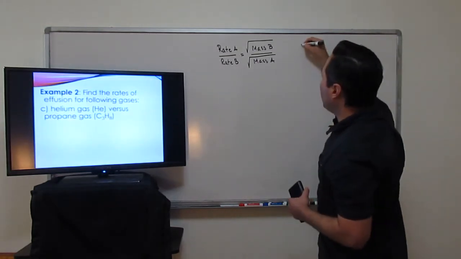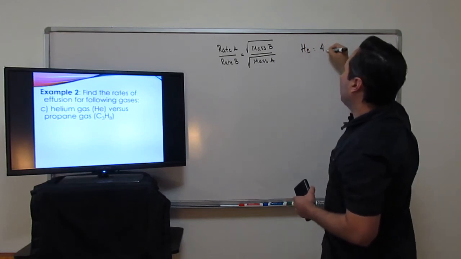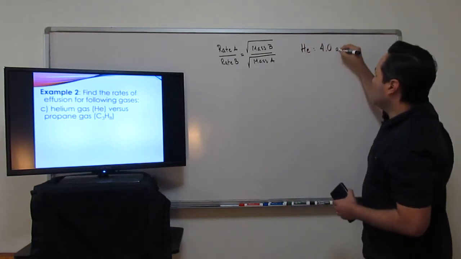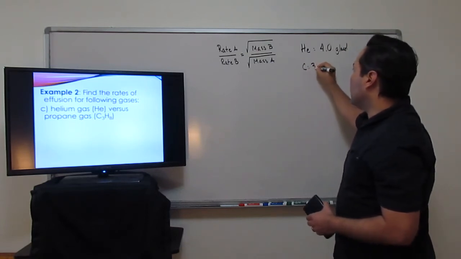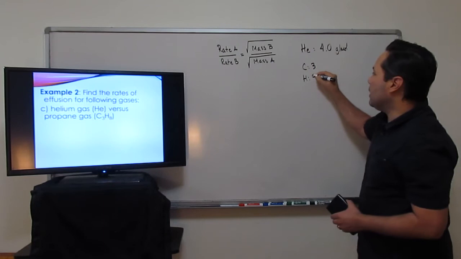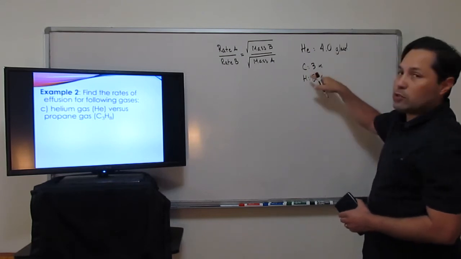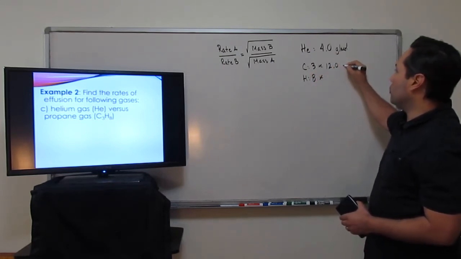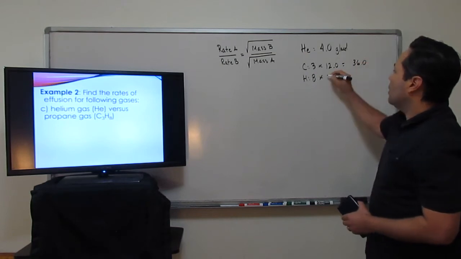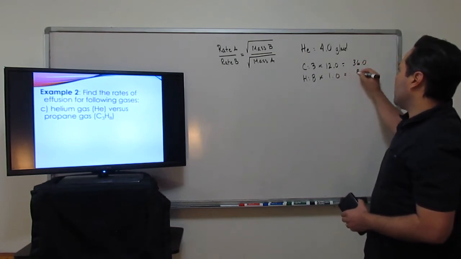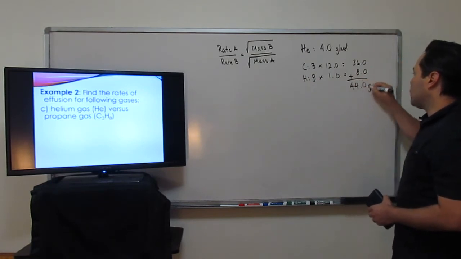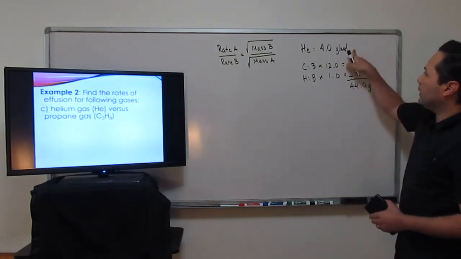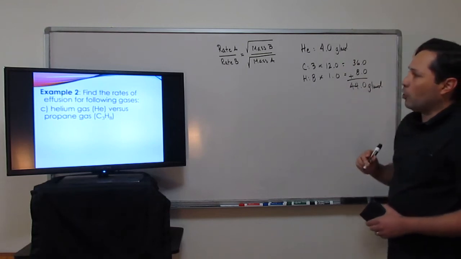Helium has a molar mass of 4.0 grams per mole. Now for propane, there's 3 carbons and 8 hydrogens. Molar mass of carbon from the periodic table is 12.0, so it's going to give us a 36. For hydrogen it is 1.0, so it's going to give us an 8. That's 44.0 grams per mole. So those are the molar masses for helium and for propane.